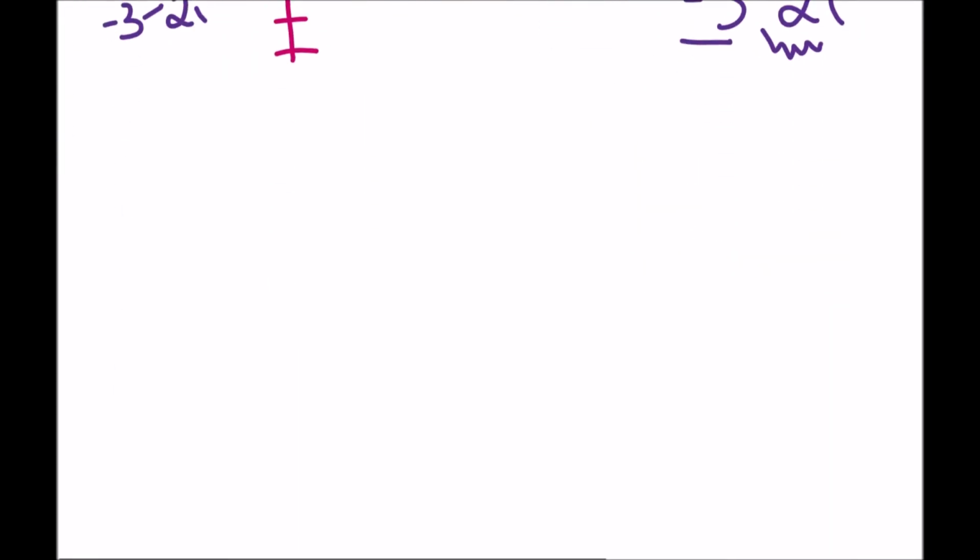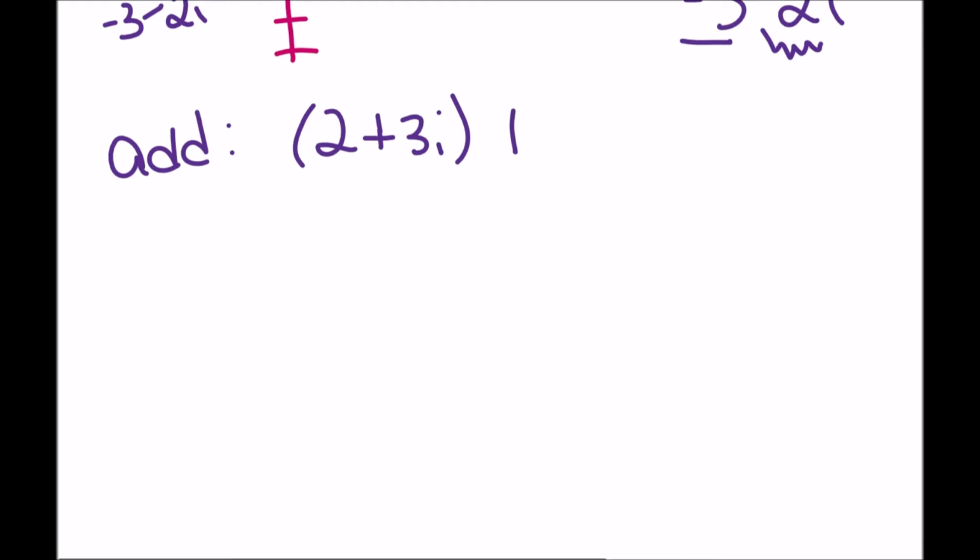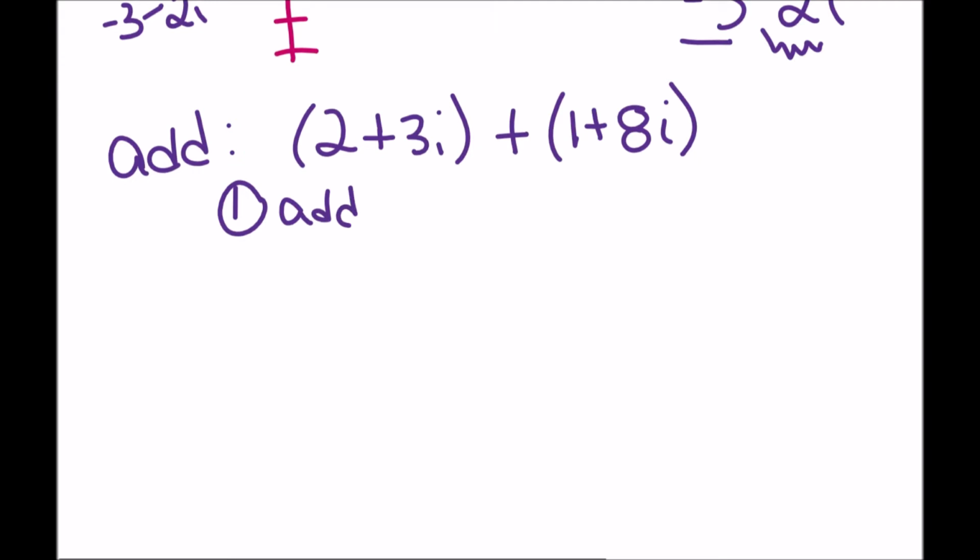Okay, so now let's go into the rules of addition for the complex numbers. And again, I just think it's the easiest to explain through an example. So let's just jump right into 2 plus 3i, and let's add to it 1 plus 8i. So all that we do, the first step is we add the real numbers. And the second step is we add the imaginary numbers.